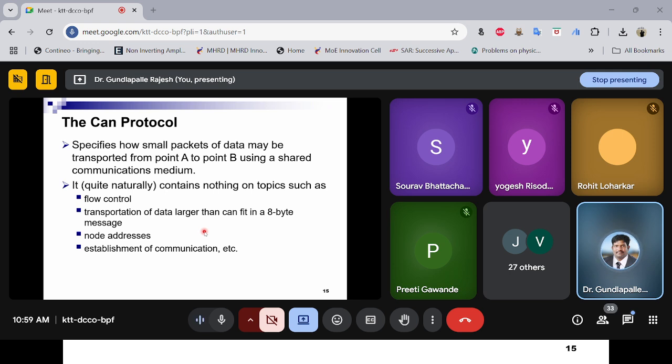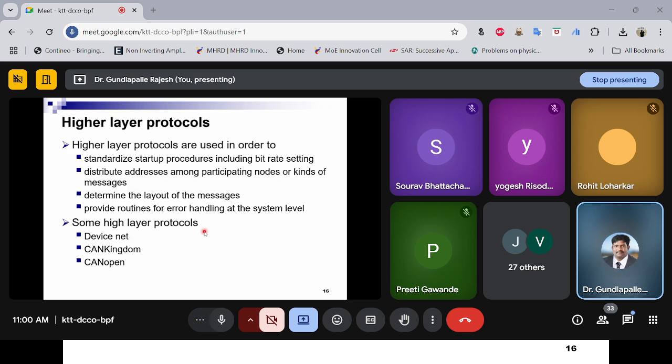Then the transportation of data larger than what can fit in an 8-byte message. Whatever the message is, it has to be packetized into 8-byte messages, meaning 64-bit messages. Then if required, we have to use node addresses. Usually the CAN protocol basically doesn't require addresses, but the advancements in CAN protocols are providing node addresses also. Then establishment of the communication, etc. These are the main features it has to look at.